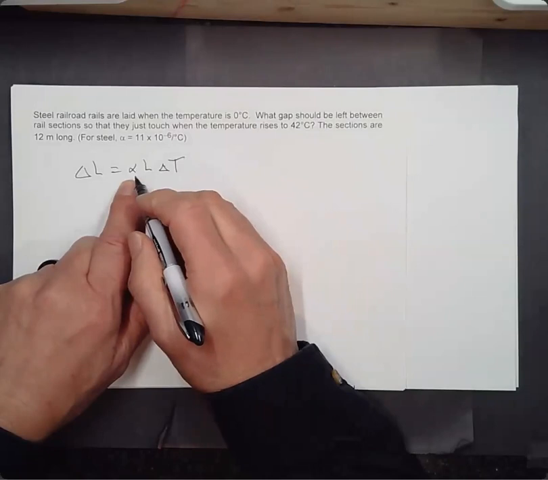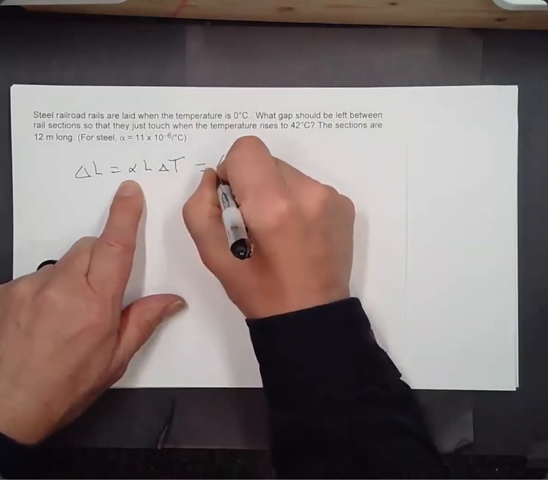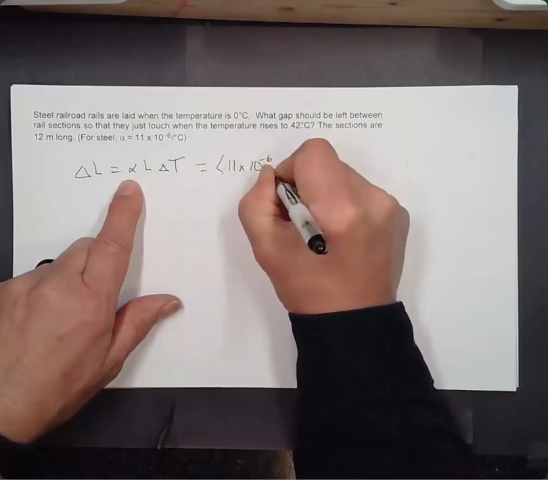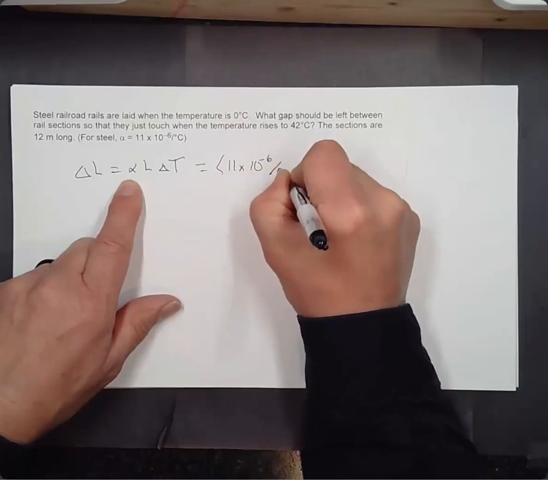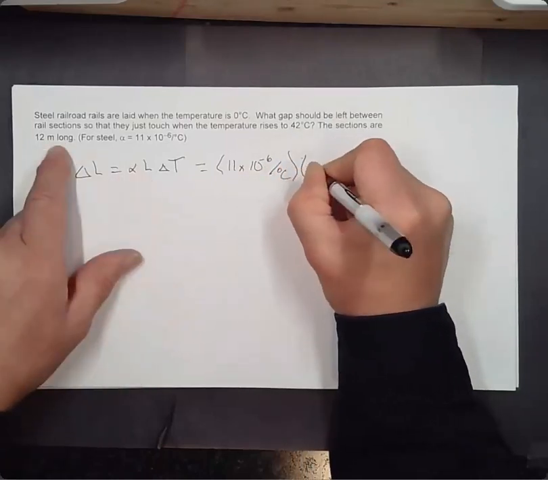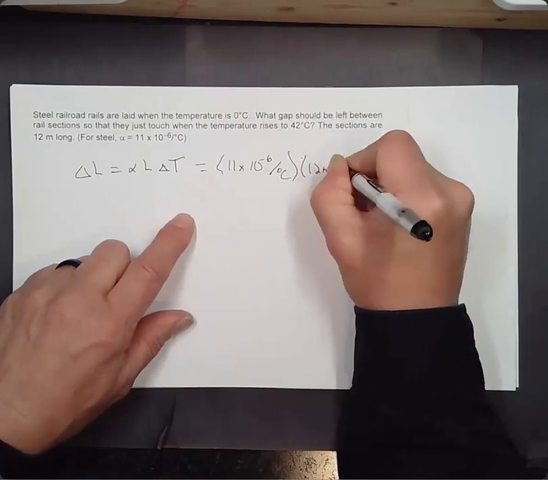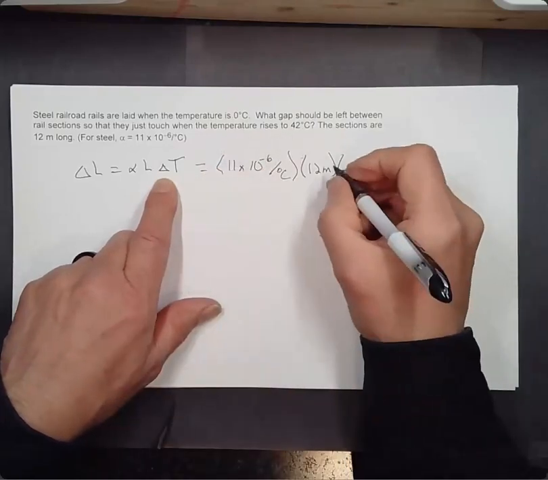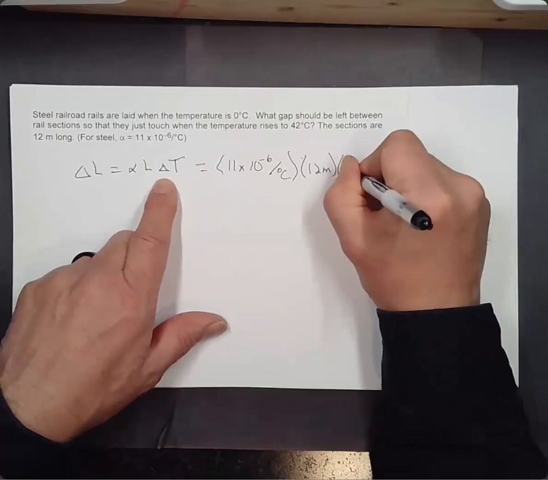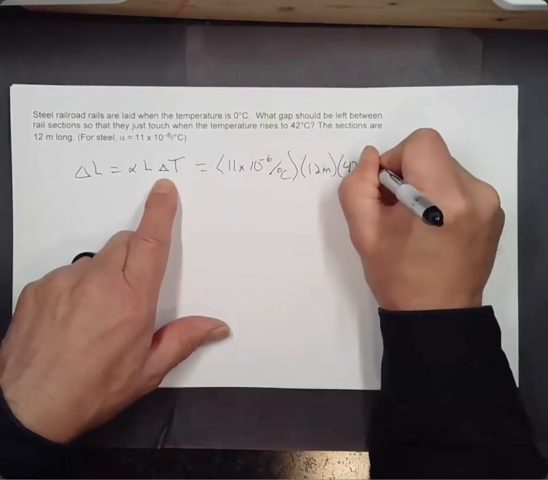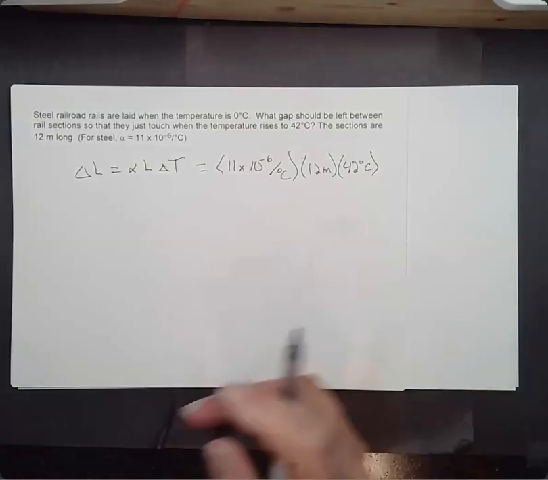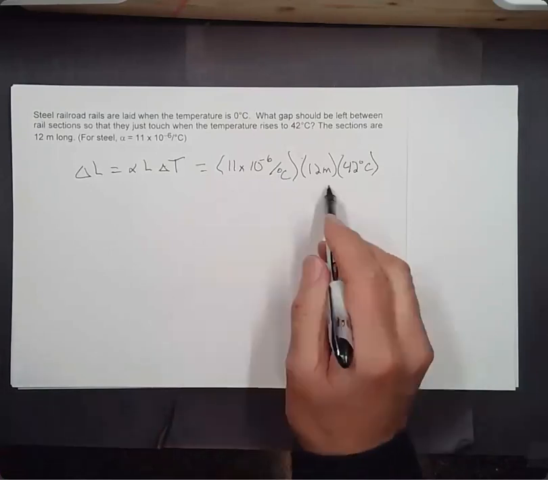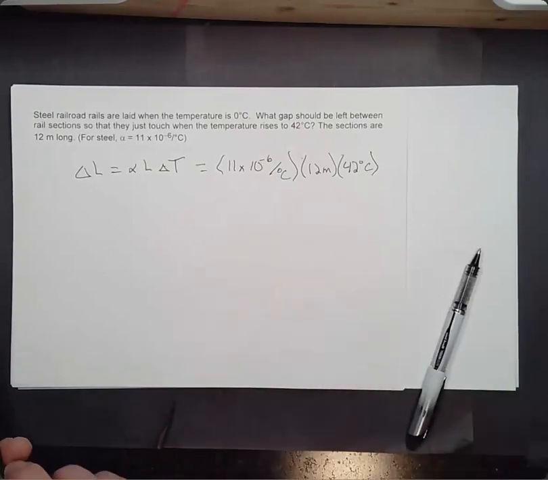This is a pretty simple one. Alpha is 11 times 10 to the minus 6 per degree Celsius. L is 12 meters. And the delta T, it's going from 0 degrees up to 42 degrees Celsius. This would be the final temperature. And it's just a fairly simple multiplication problem. This is as easy as a thermal expansion problem could get, actually.